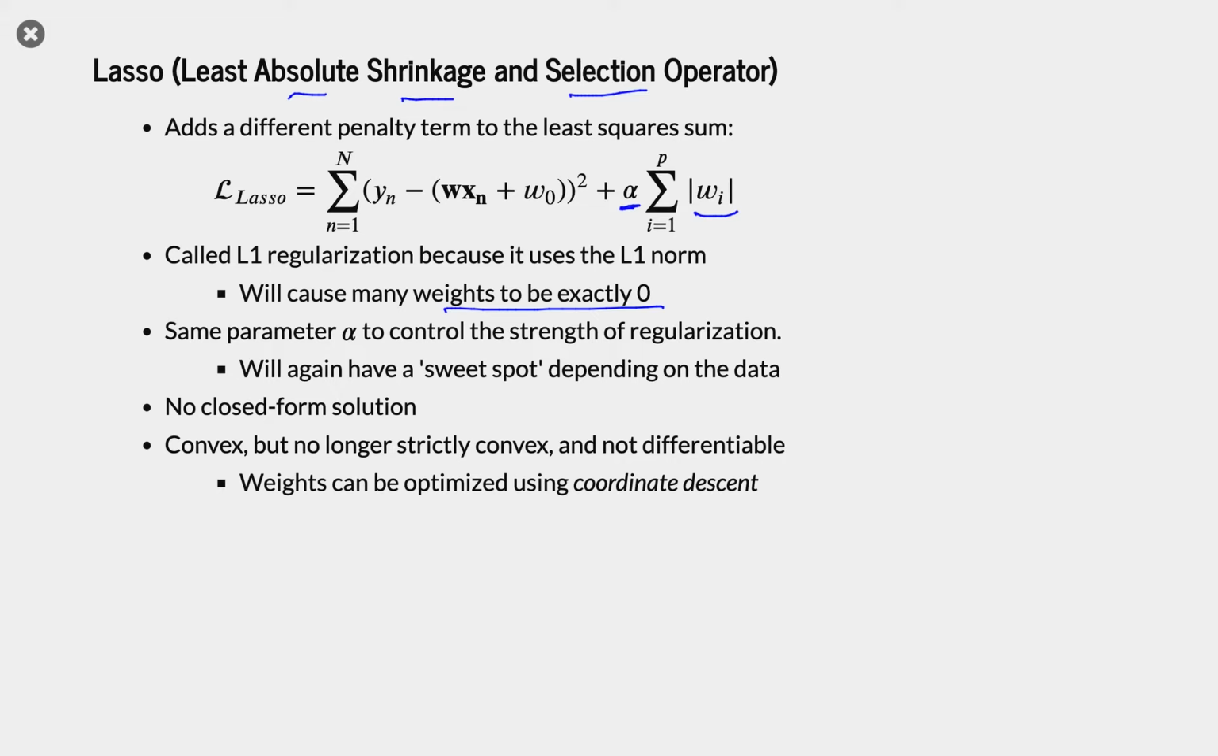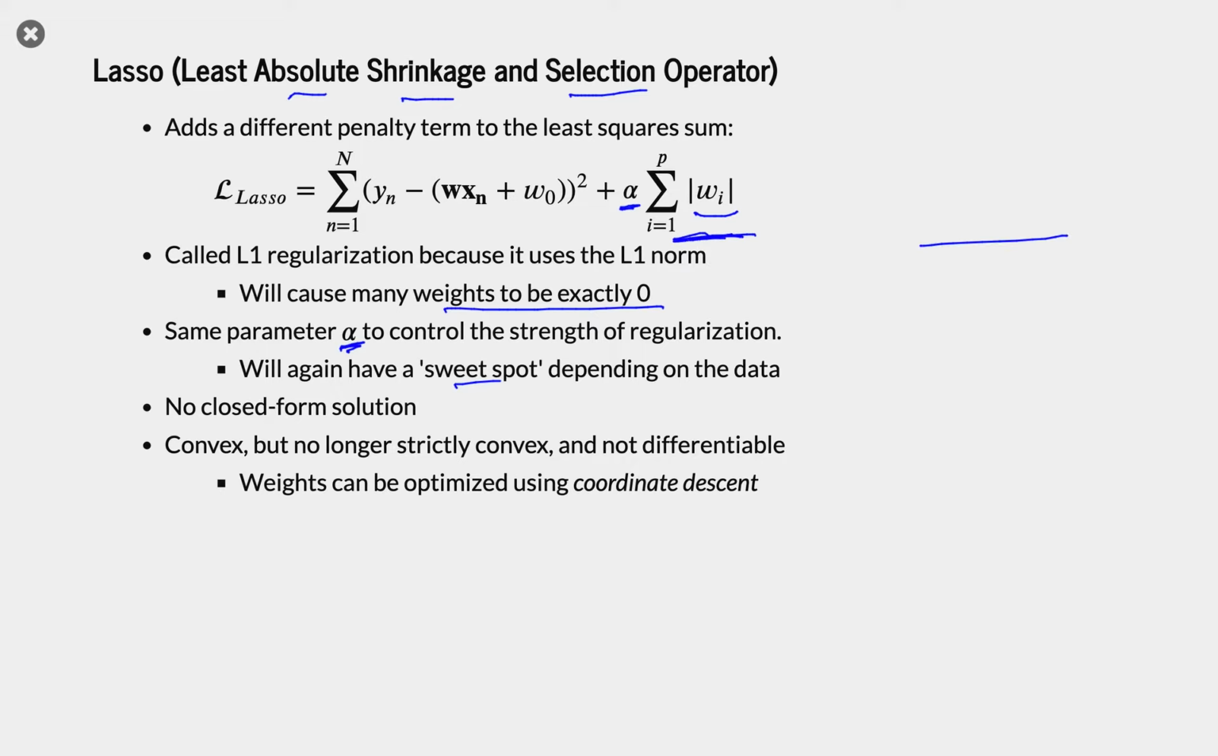We have, again, the same parameter alpha to tune. This controls regularization, so again, we have to find the sweet spot. Now, this loss function is no longer strictly convex, right? So it's still convex, but it's no longer differentiable because this function here is not differentiable.